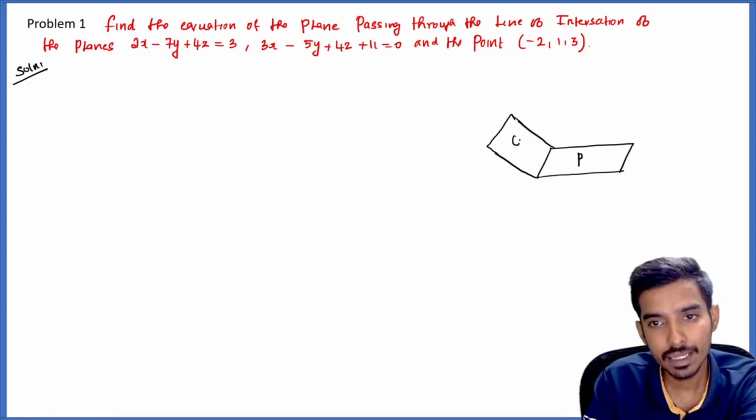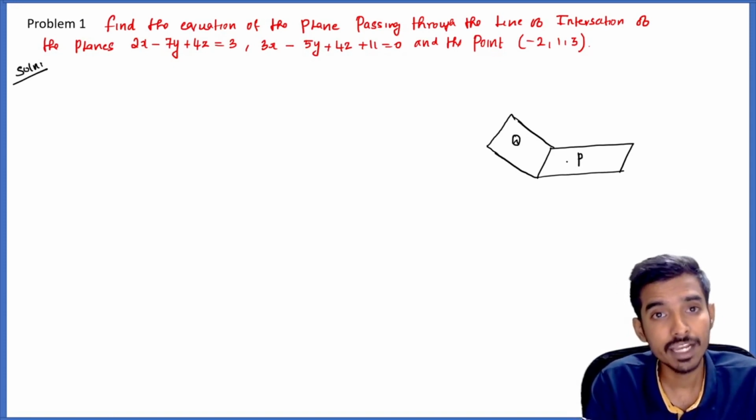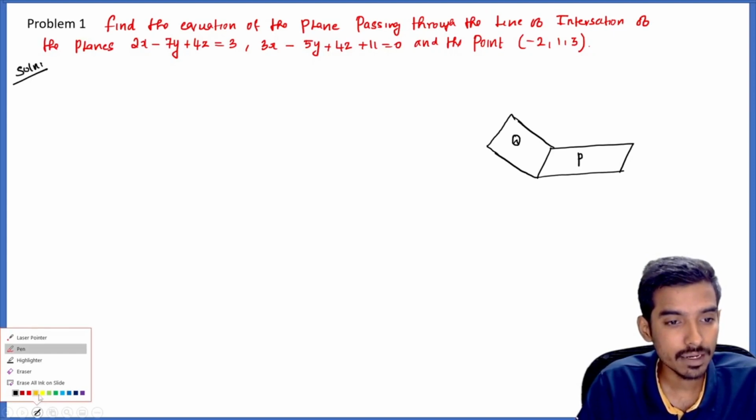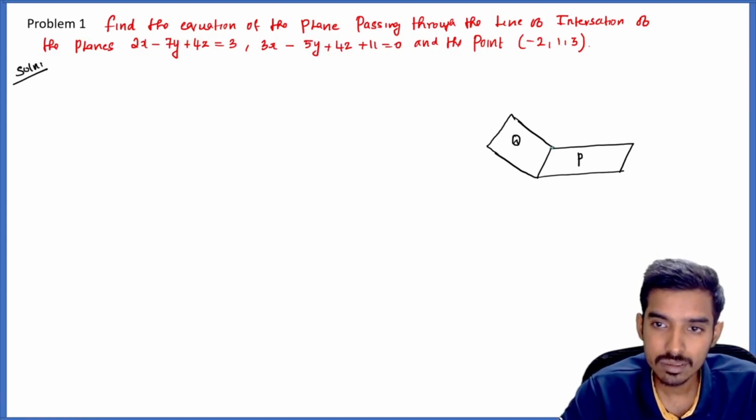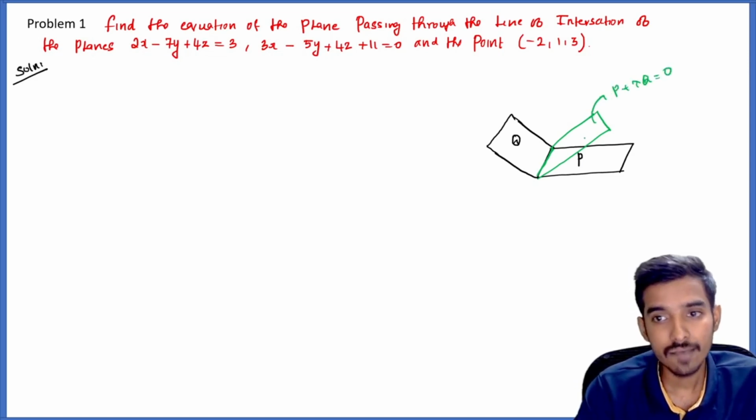Now we need to find an equation of the plane through this line of intersection of the two planes, right? So that plane is the required plane. So what is the equation of this plane? We know this equation of plane is P plus lambda Q is equal to 0. And this plane also should pass through the point minus 2, 1, 3.